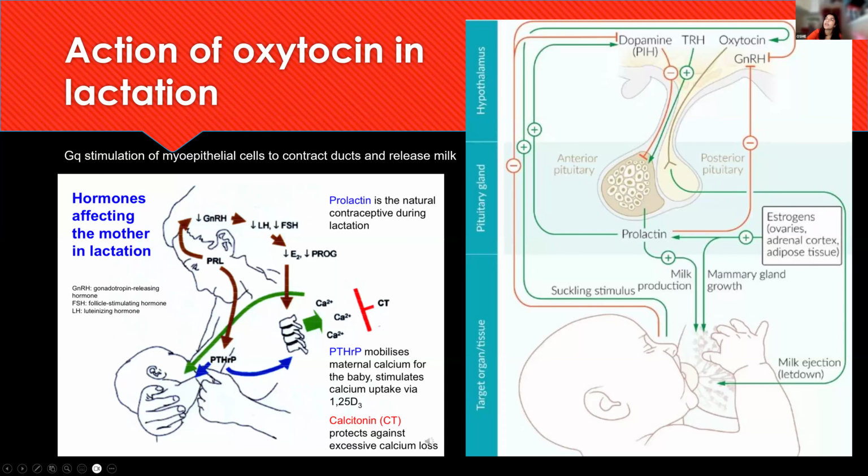Prolactin can act as a suppressor of the HPG axis. It prevents ovulation, and this can sometimes be considered a natural contraceptive.